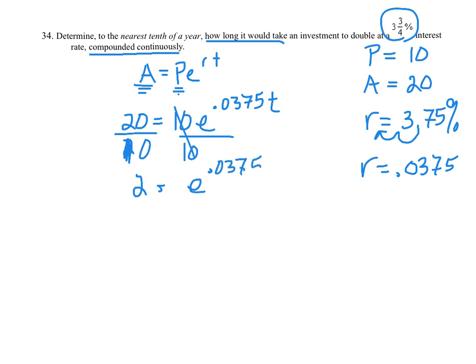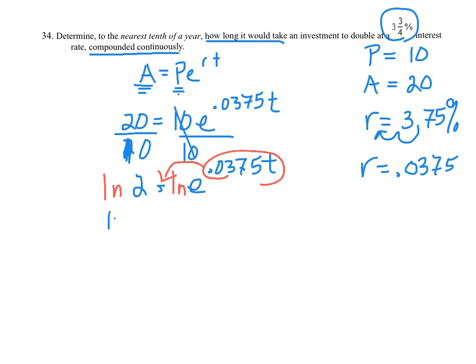0.0375 t power. All right, so remember that we now have an exponent that has a variable in it, and we need to get this exponent down. But because we have an e, remember we won't log, we'll do the natural log. So we're going to ln both sides. So I'm going to ln this base, I'm going to ln this base, and remember the exponent comes down in front.